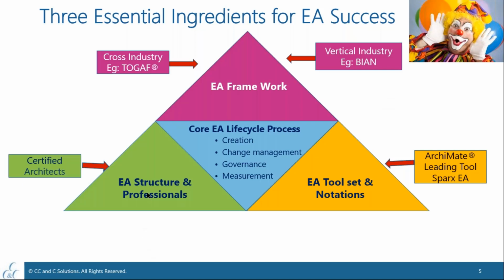The third element is, of course, the people. To make it successful, we need people. We need the right structure in the enterprise architecture team, and we need the professionals who are certified for a framework, certified for the notation, as well as proficient in the tool, and preferably certified. So this is actually a triangle of success. If you remember this, that's a key takeaway from this presentation: these 3 ingredients: framework, tool, and the notation.